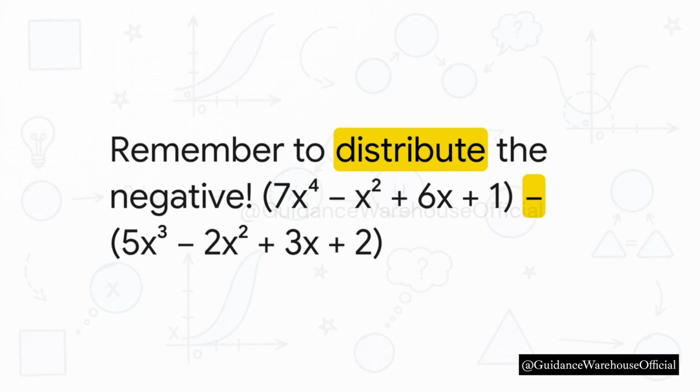Now pay close attention here because this is a subtraction problem. There's one little trap you have to watch out for, and it's this minus sign right here in the middle. You have to remember to distribute that negative to every single term in the second polynomial. It's going to flip all their signs. Once you've done that, it's just back to business as usual. Find your like terms, combine them, and you're done.